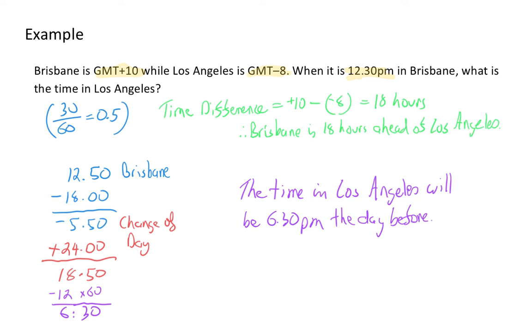So when it is 12:30 p.m. in Brisbane, it will be 6:30 p.m. the day before in Los Angeles. So that's an example of how we can calculate changing in time zones when it involves a change of day.